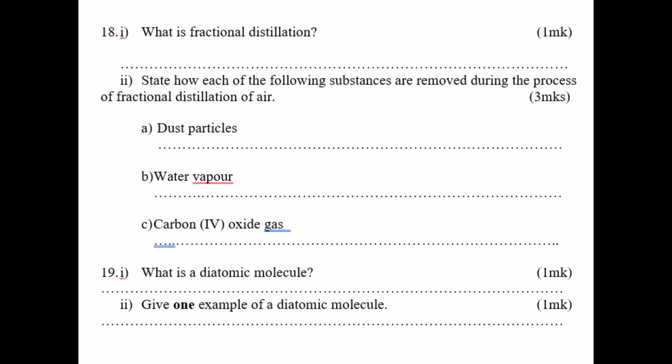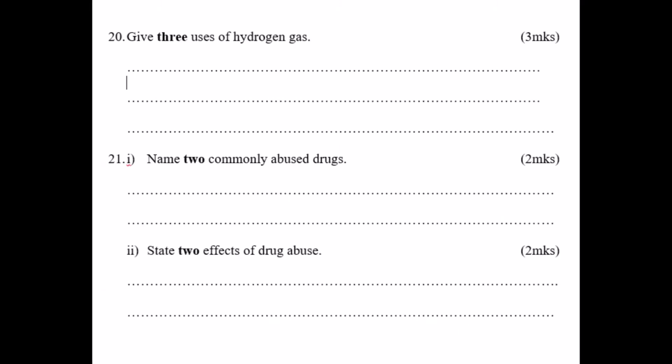Question number 19, you define the term diatomic molecule. And of course, Roman 2, give one example of a diatomic molecule. Question number 20, 3 uses of hydrogen gas. Question number 21, Roman 1, you state the commonly abused drugs. With question 21, Roman 2, 2 effects of hard drugs, that is drug abuse. And that is the end of the paper.